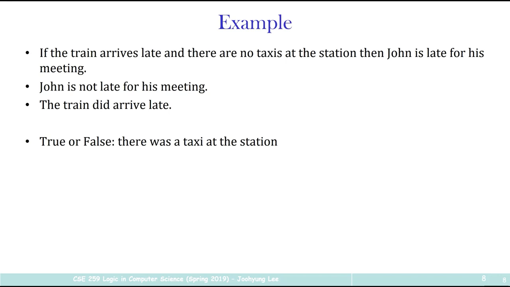So here is an example from the textbook. If the train arrives late and there are no taxis at the station, then John is late for his meeting. That's one clue. Another clue is John is not late for his meeting. And the last clue is the train did arrive late. Now, the sentence is: there was a taxi at the station. Is it true or false? Given the three sentences above, can we say that there was a taxi at the station, or is this not necessarily true?